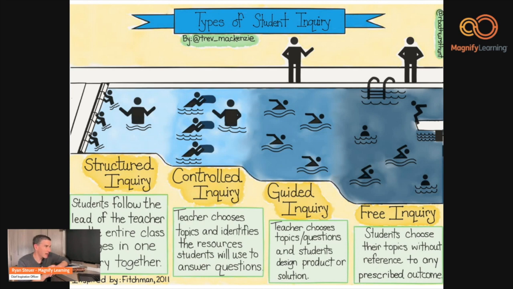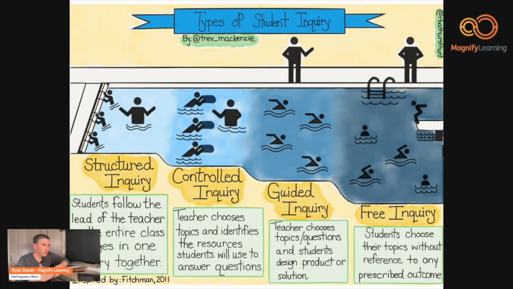Then you get into guided inquiry, and you'll notice here that the facilitator has stepped out of the pool at this point, right? I think that's a key difference here as we split our pool in half. In guided inquiry, the teacher still chooses the topics of the questions, but now the students are designing the product or their solution. So the facilitator is now the expert on the side, right? They're not the sage on the stage. They're the sage on the side guiding things. They're still there, still giving input.